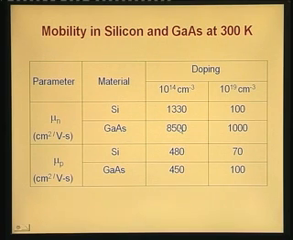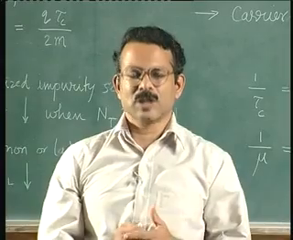So this has important consequences on the application. For example, if you want to make devices which can carry high current or which can work very fast, then gallium arsenide is better than silicon, provided the devices are dependent on only the movement of electrons.